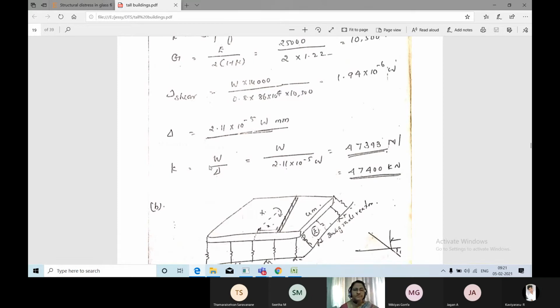So what is the stiffness? Once you know the deflection or the lateral drift, stiffness K is equal to W by delta. I'm just explaining you this because you have the notes with you, so you can do it later.